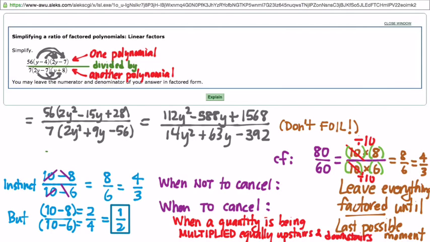When not to cancel is, well, I suppose we could say literally any other time. But I want to put a finer point on that here, because the most tempting targets for bad cancellation are quantities which are added or subtracted. Even if it's added or subtracted equally in the numerator and denominator, we still cannot cancel it, because addition and subtraction are not compatible with division and multiplication in that way. When a quantity is added equally upstairs and downstairs, I can't cancel those 10s. I could cancel these 10s.